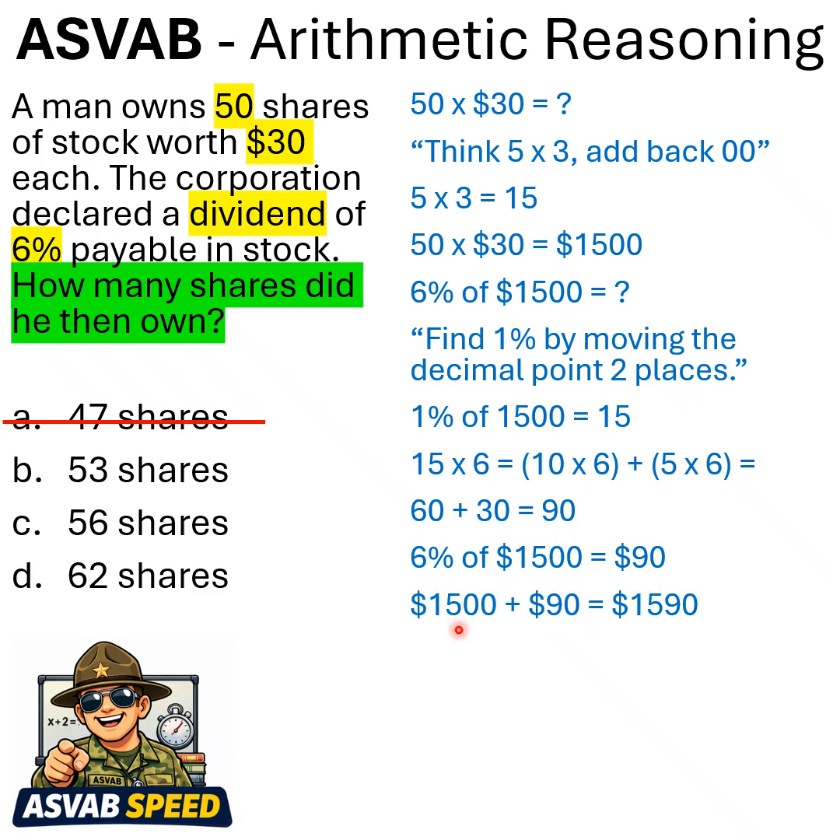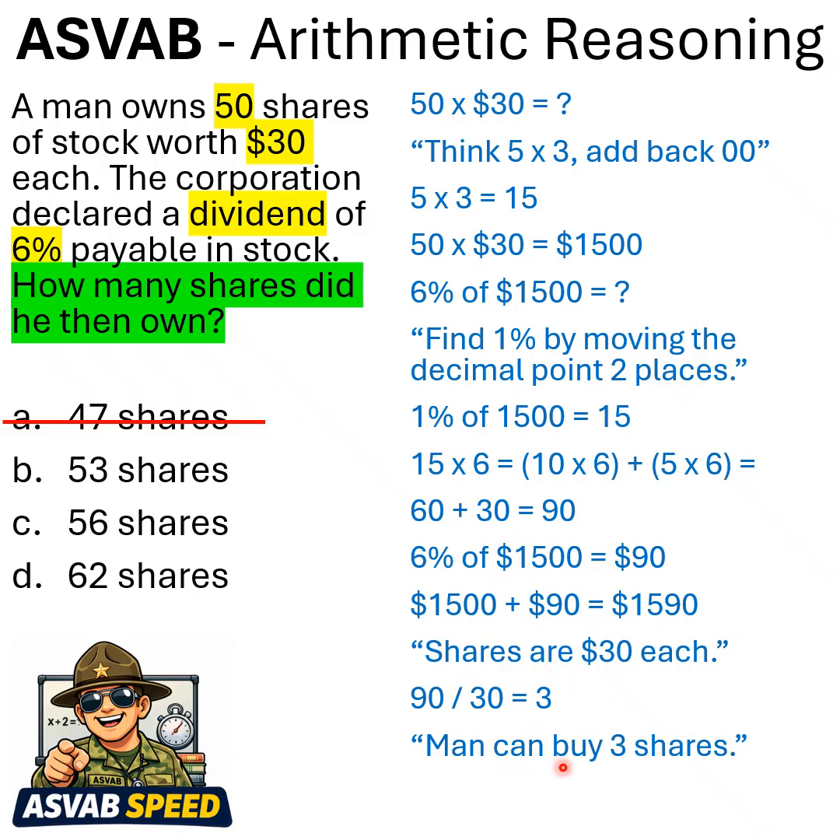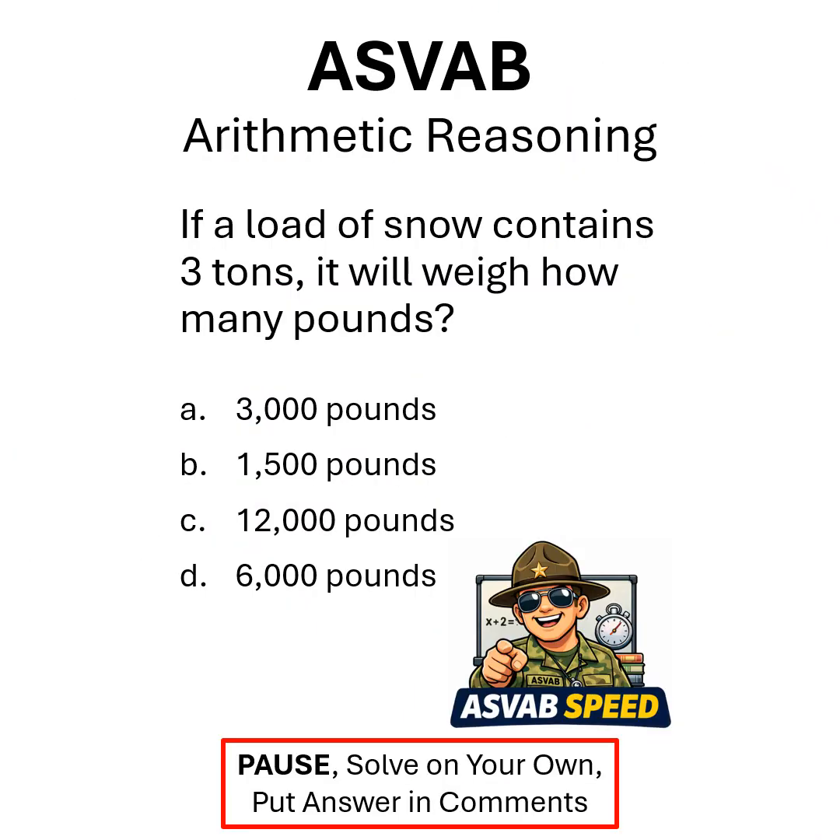So we now have the new current value of 1,500 plus 90, $1,590. And since shares are $30 each, let's do 90 divided by 30 equals 3. Man can buy 3 shares. 50 original shares plus 3 new shares equals 53. And if we look up at the answer key, B, 53 shares.